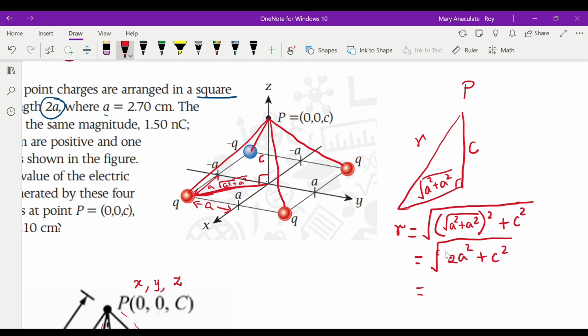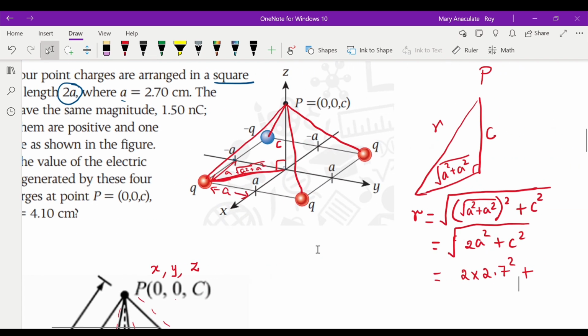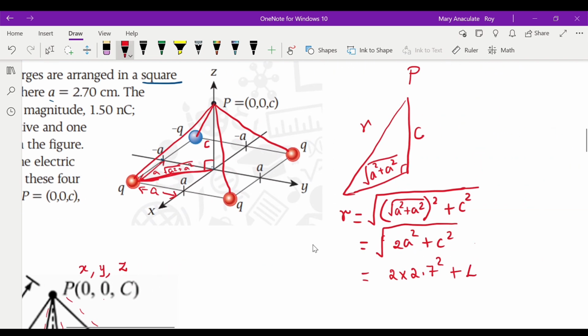Okay, so you can substitute the values: 2 times 2.7 square, plus the C value, which is given as 4.1, square. So you'll get the value of R to be 5.6 centimeters, which is equal to 0.056 meters.